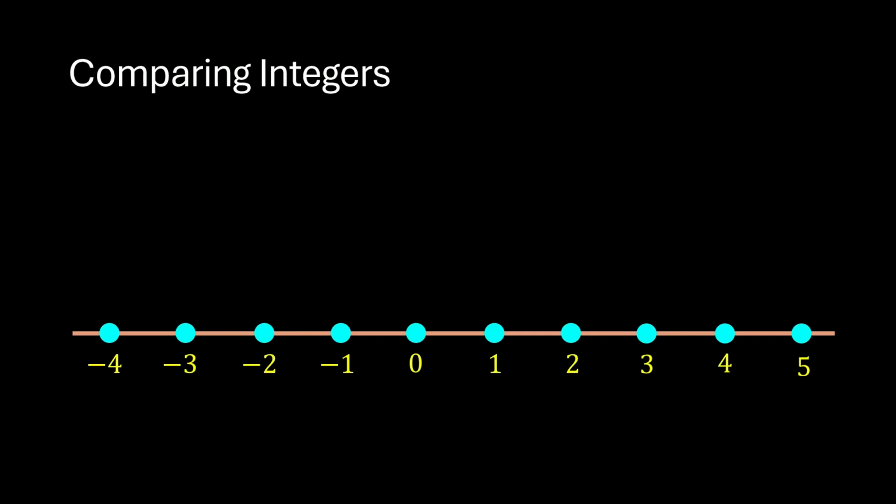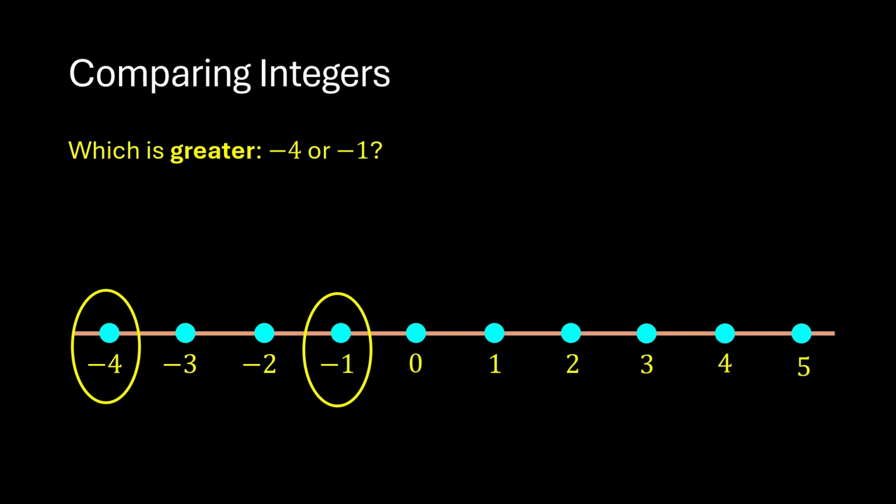Now let's compare two negative numbers. Which is greater, minus 4 or minus 1? Notice that minus 4 is here and minus 1 is here. Even though negative 4 has a larger digit than negative 1, negative 1 is actually greater because it is closer to 0 on the negative part of the number line.